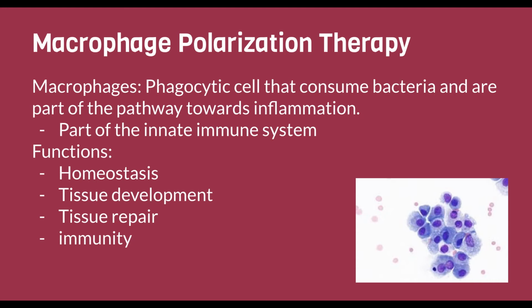Macrophages are a large part of our innate immune system and are especially present in the lungs, where they are the most abundant and make up about 70% of the immune cells present. They are a large phagocytic cell that is used to consume particles such as bacteria, and also can activate different responses like inflammation, which is what we're going to focus on for this presentation. Their functions include keeping homeostasis and development within tissues, tissue repair, and most of all, immunity.